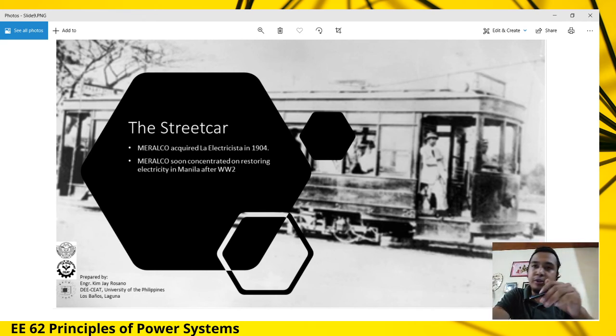So, after World War II, the world is in chaos. There is a high demand na ayusin yung power system. Kasi, once na na-experience mo yung magkaroon ng electric power, mahirap na mawalan siya. Okay, so they concentrated on restoring electricity in Manila after World War II. Ay, teka lang. Wait. Ay, okay.